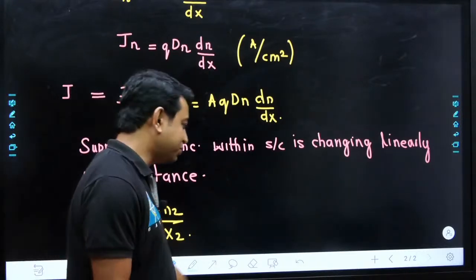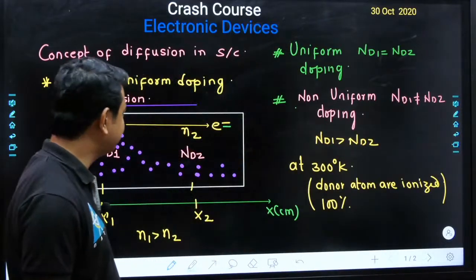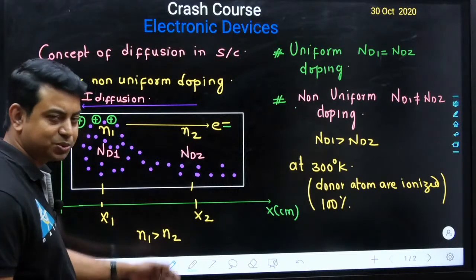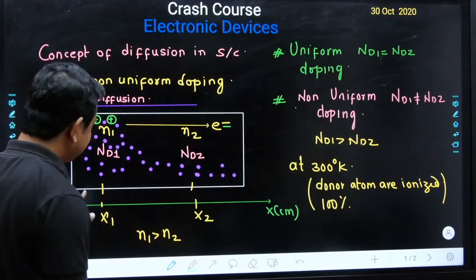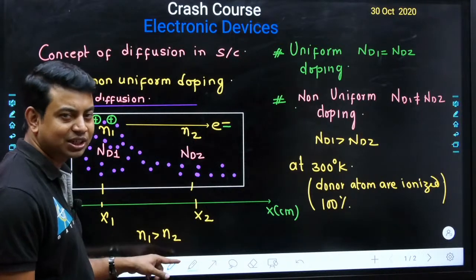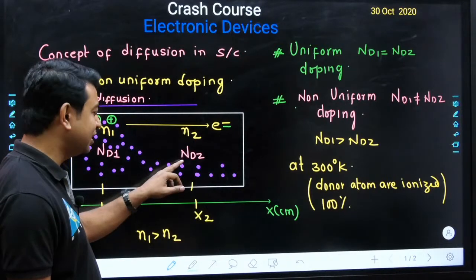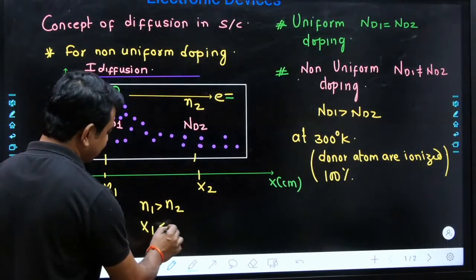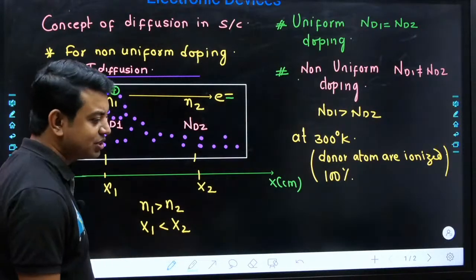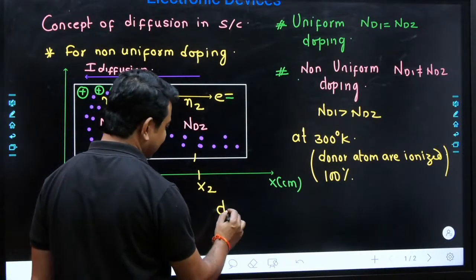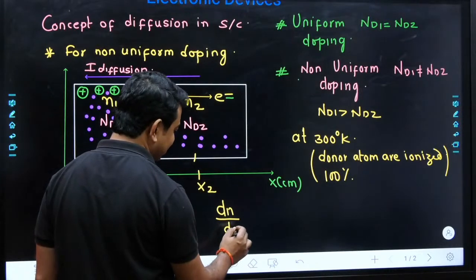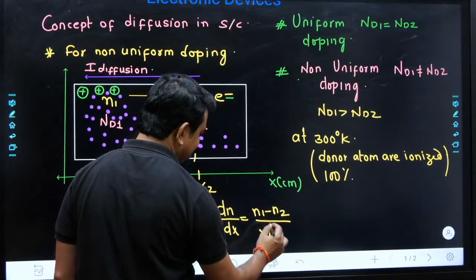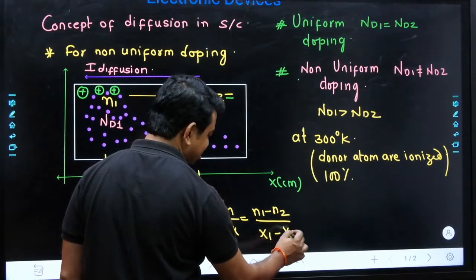Now, from the previous figure, we find out what n1 and n2 are. Since I said that n1 is greater than n2, but if you take the distance, then x1 should be less than x2. So n1 should be greater than n2, but x1 should be less than x2. The concentration gradient, meaning the change in concentration with respect to distance, is represented by n1 minus n2 divided by the corresponding distance, x1 minus x2.